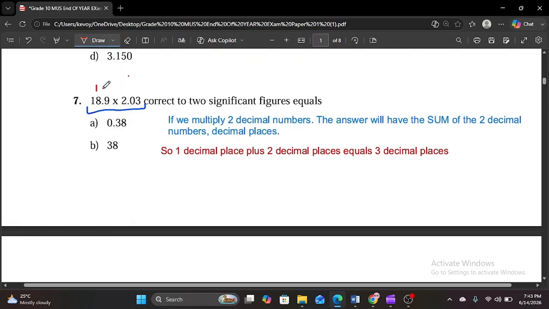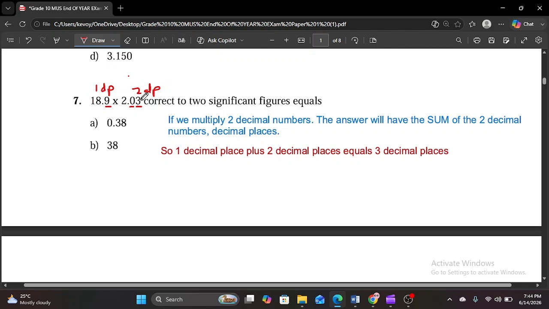So it has 1 decimal place. So 1 dp means 1 decimal place. This number here has 2 decimal places. Decimal places are really for the digits that come after the decimal point. So if you look right here, only 1 digit comes after the decimal point. But for this number right here, we have 2 digits that come after the decimal point. So this is 1 decimal place, and this is 2 decimal places.